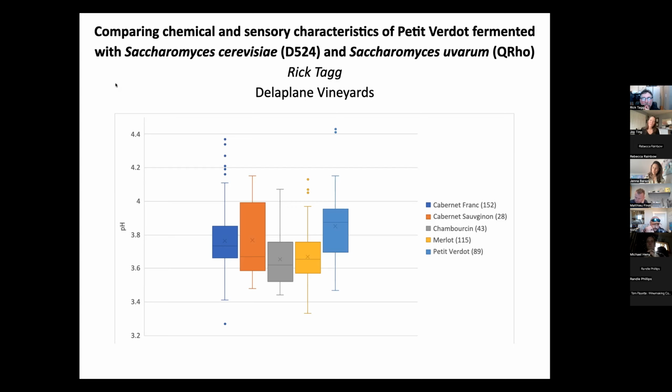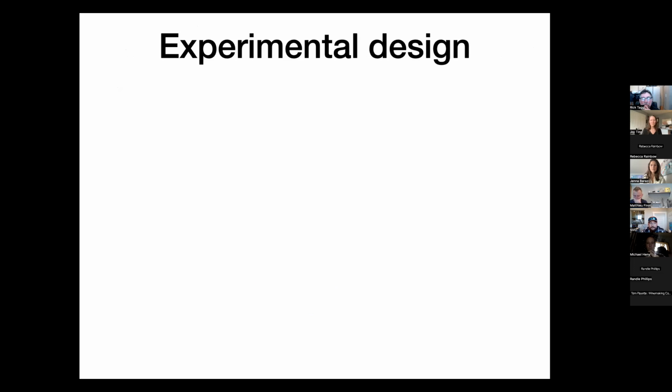Getting back to Rick's experiment, Petit Verdot is one of our really high pH red wines, and it seemed like a good candidate if we were going to try Uvarum on a red wine, which at the time they were telling us could work on reds or whites. In Rick's particular experiment, he had about 1.3 tons come in. He destemmed that equally into two different bins. One was inoculated with D254. The other was inoculated with a 1/3, 2/3 split: 1/3 D254 and 2/3 Q-Row.